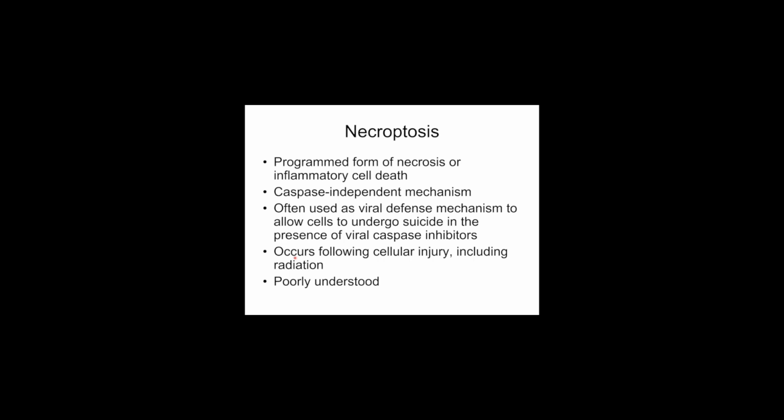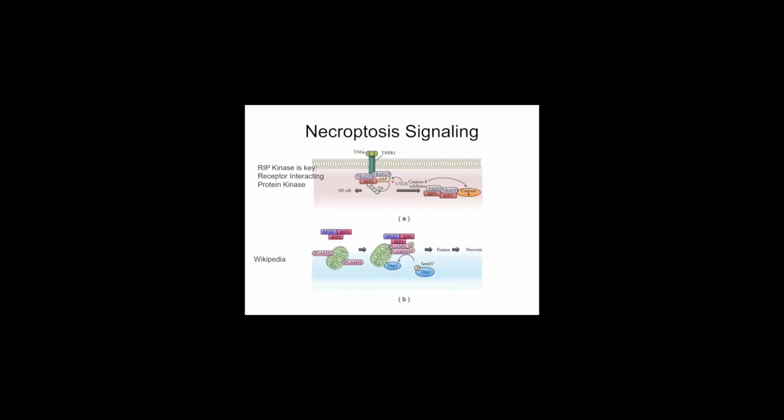It is most often part of a viral defense mechanism to make cells undergo some form of suicide when the cell's infected. But it has been found following radiation exposure as well. It's poorly understood. Here is the process with TNF receptor and this rest in peace kinase, the RIP kinase, which seems to be the most important feature of necroptosis signaling.